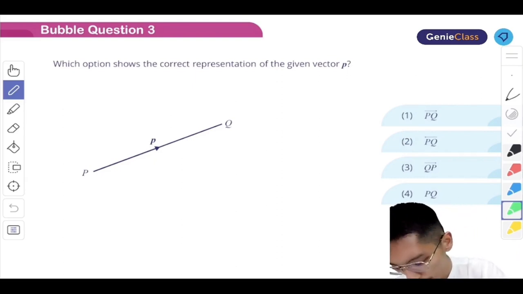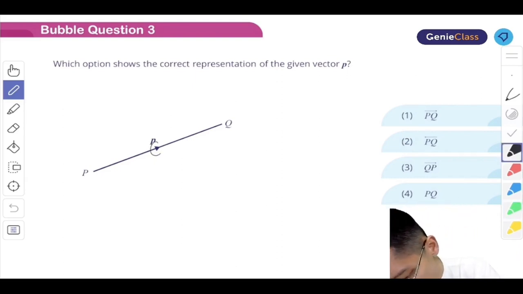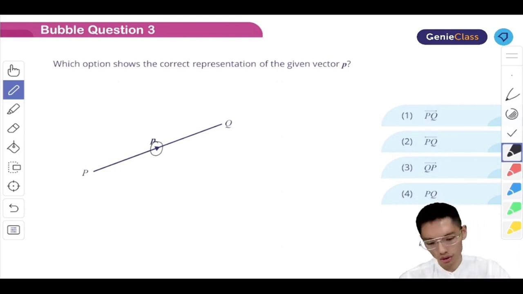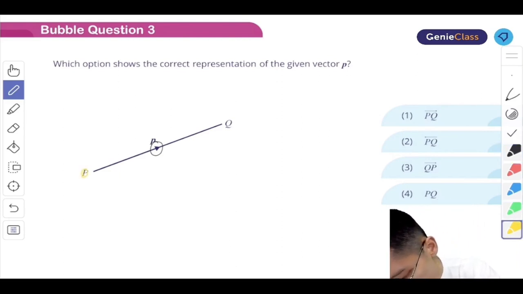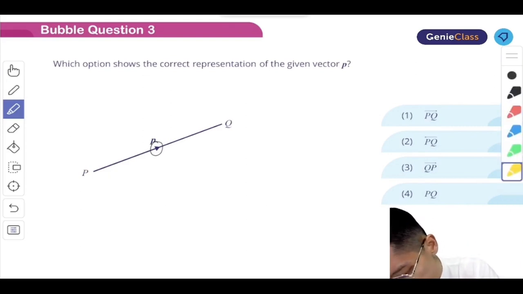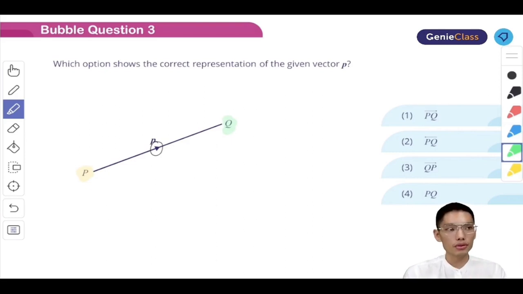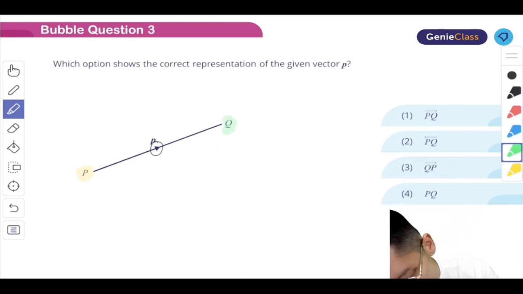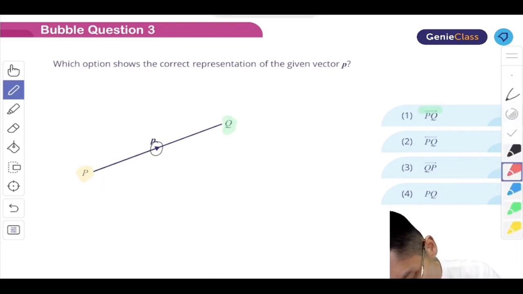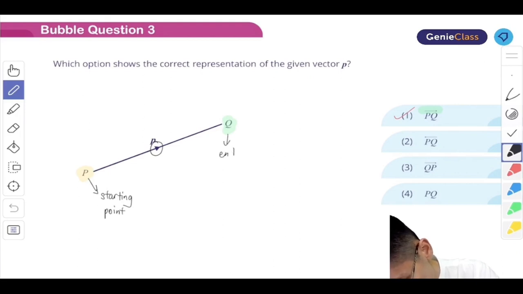So in this case, you realize my arrow goes from P to Q. The starting point is over here, and the ending point is over here. So P to Q. Take note of the arrows over here, okay? In this case, it goes from P to Q. So therefore, it has to go from P to Q. Therefore, this is the answer, because my starting point is at P and my ending point is at Q.